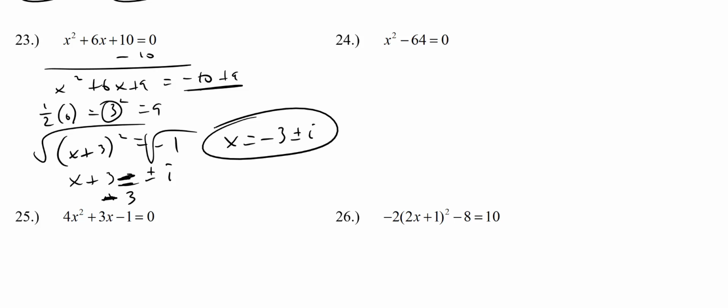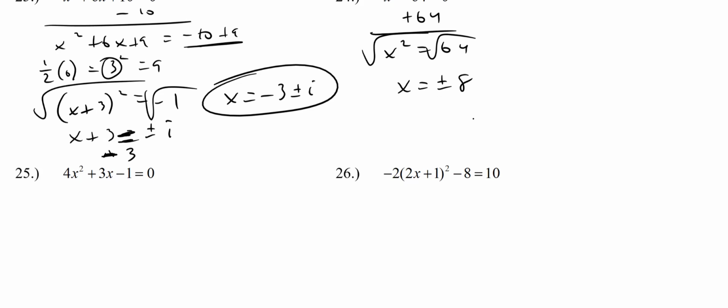Okay. Next one, definitely you can do square root method, or you can do difference of two squares. But I'm going to use square root method because I like square root method. So x squared equals 64. Take the square root of both sides. x equals plus or minus 8. Okay, so that's your answer for that one.